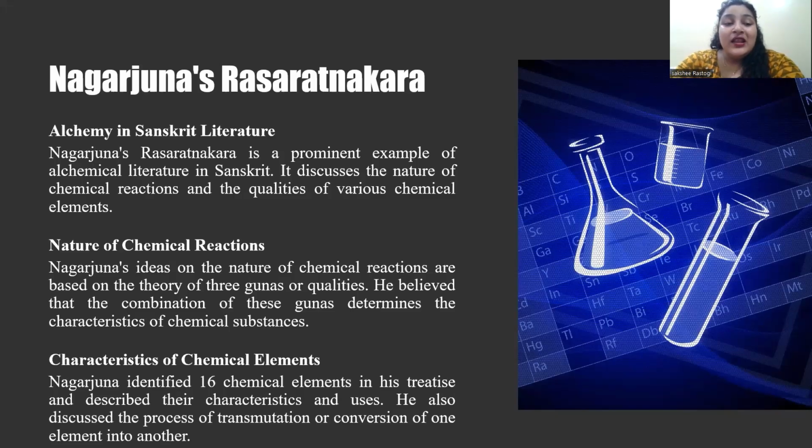So, what is alchemy in Sanskrit literature? It is a highly influential work about alchemy and medicine, and it is an example of Indian alchemy and medicine that describes in detail how to convert mercury into gold.